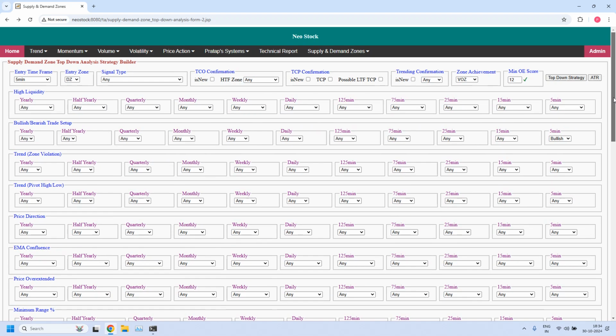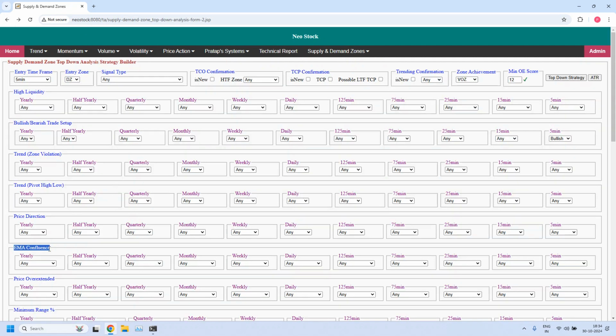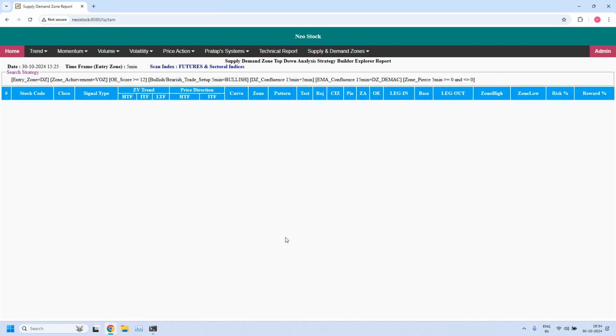Filter is enabled. Out of the 13, we got 12 stocks. In all these 12 stocks, the 5 minutes demand zones are part of the 15 minutes demand zone. If any of these 15 minutes demand zones are having daily EMA confluence, they are even more high probability. Let's verify. In the EMA confluence at 15 minutes time frame, 15 minutes demand zone with daily EMA confluence, we did not get any stocks.